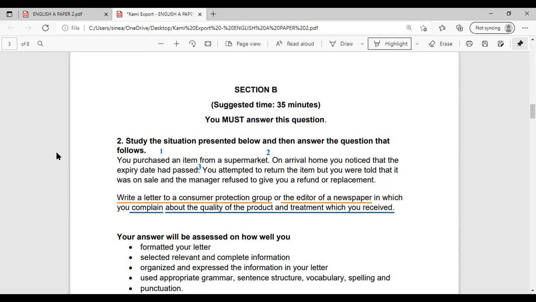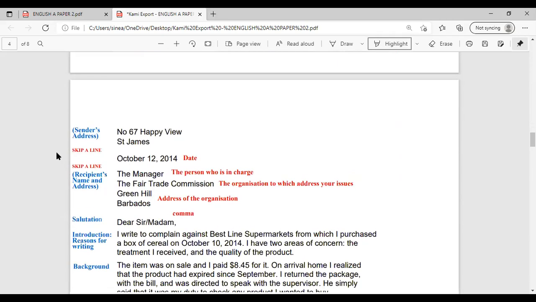In this letter you complain about the quality. So here you have to be able to write a letter of complaint, and you're complaining about the quality of the product and the treatment which you received. So two things you're complaining about: one, an expired good, and two, the treatment which you received, right? So let's look at what your letter should be like.